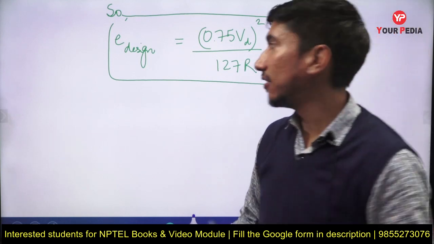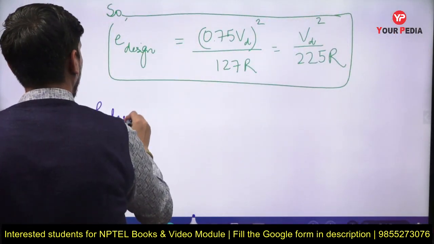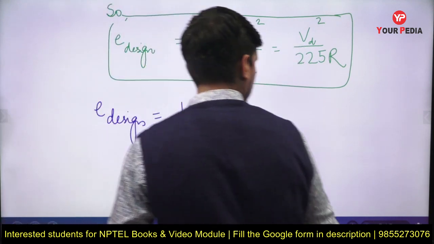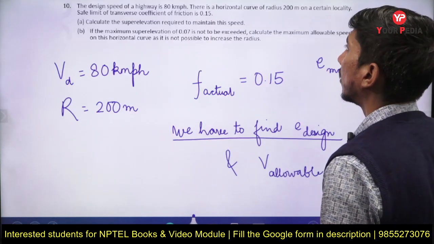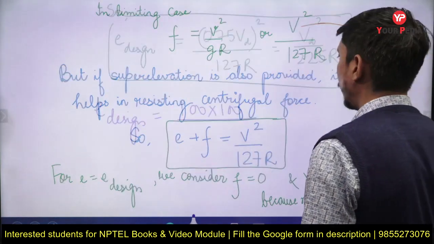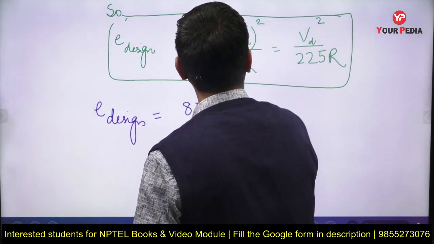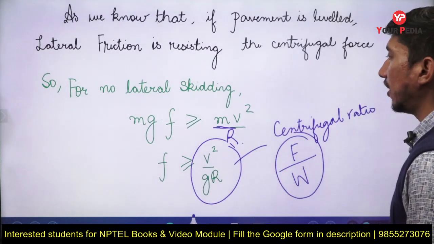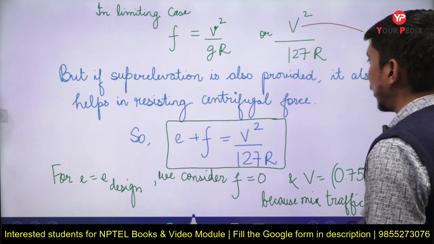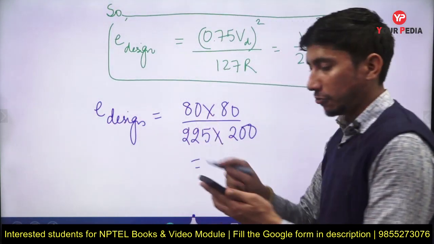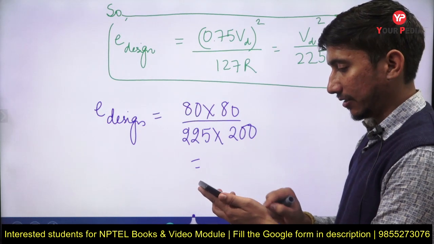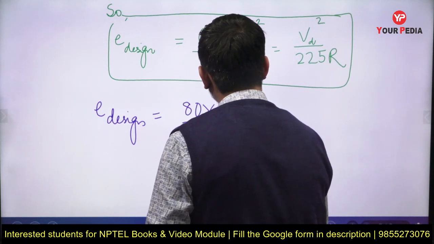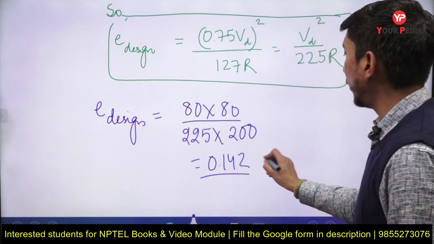So let us just find the value of E design. VD is, sorry, 80 kilometer per hour. So we put 80 into 80 divided by 225. And what is the value of the radius of the horizontal curve? 200 meters. So I'm placing R as 200. This gives me the value of design superelevation as 0.142, which I can also write as 14.2%.